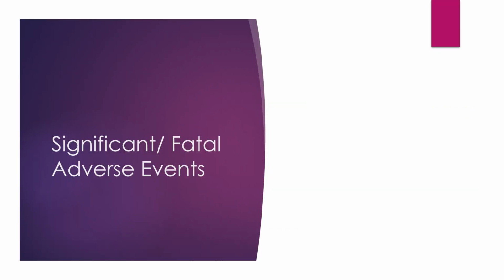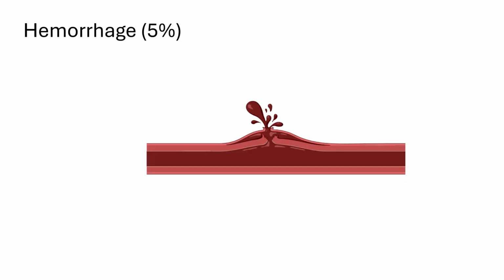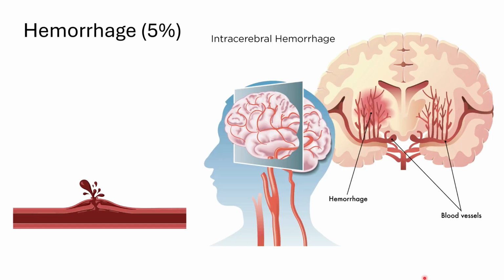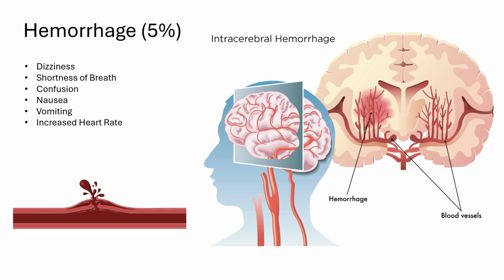Now let's move on to significant and fatal adverse events. The first of these is hemorrhaging or bleeding. This specific type of bleeding happens when the walls of a blood vessel lose their integrity and burst. There's blood vessels all over your body, so this can happen anywhere in your body. The most vulnerable area being your brain. Symptoms of a hemorrhage can vary based on the area, but symptoms of a brain hemorrhage are dizziness, shortness of breath, confusion, nausea, vomiting, and increased heart rate.